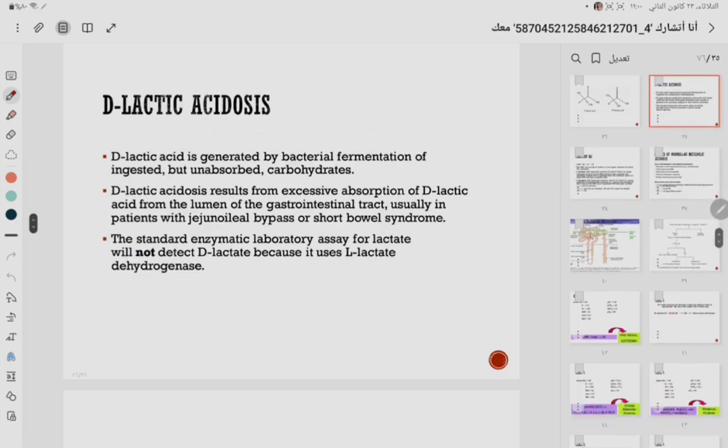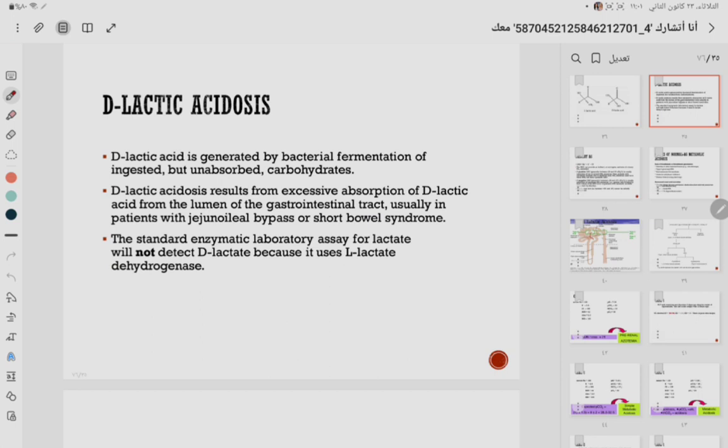D-lactic acidosis is generated by bacterial fermentation of ingested, unabsorbed carbohydrates, and this acidosis results from excessive absorption in the jejunal loop, in those with short bowel syndrome who have had surgery. When they say short bowel syndrome, it means that the remaining small intestine is less than 2 meters, instead of 8 meters. The standard enzymatic laboratory assay for lactate does not measure D-lactate, so bear in mind, for those who have gastric bypass surgery, jejunal surgeries, any GI surgery that might lead to a shortened bowel, and they have this acidosis, bear in mind D-lactic acidosis because we do not measure it.